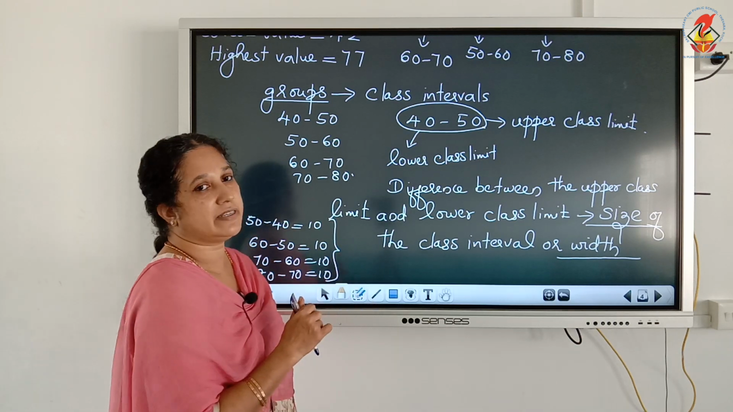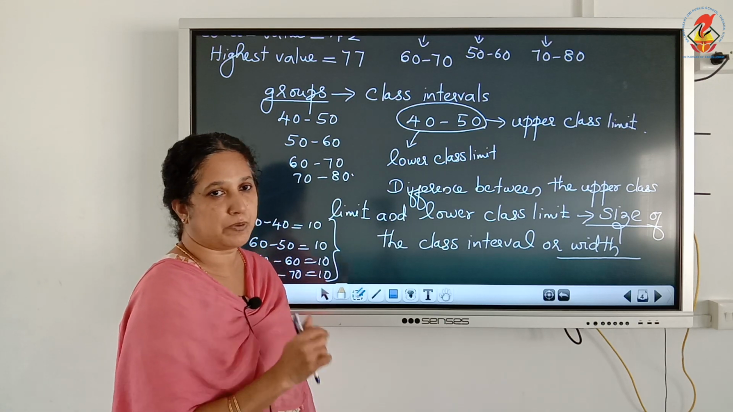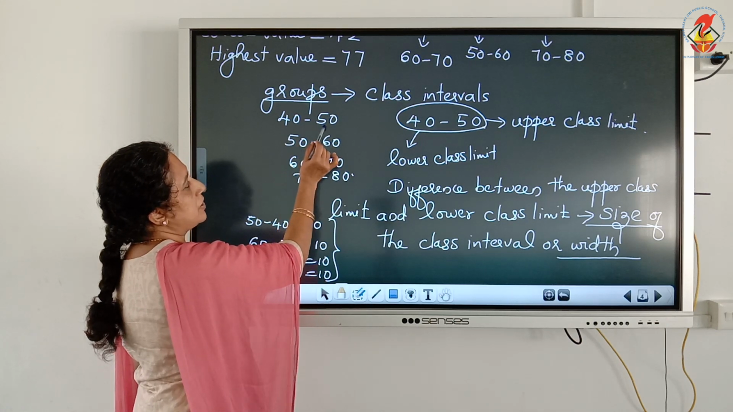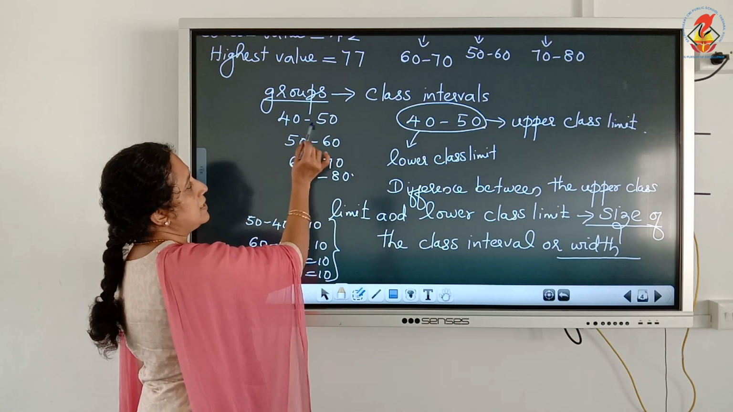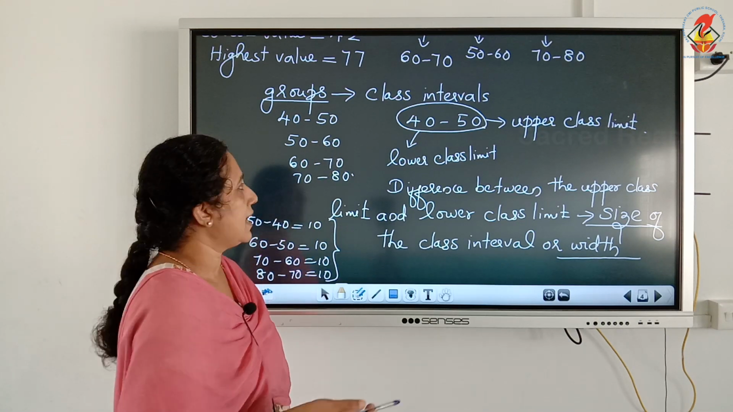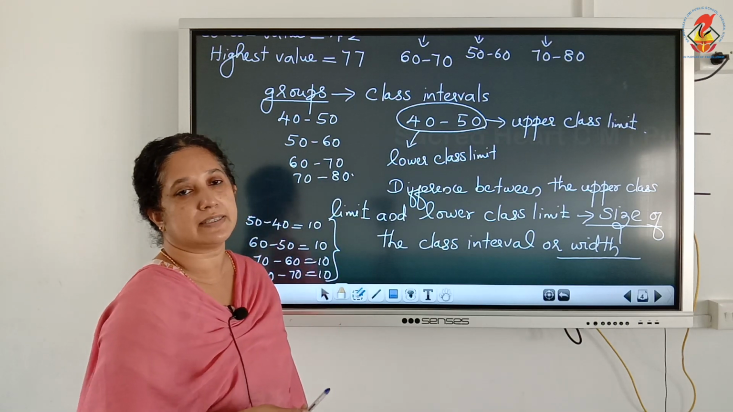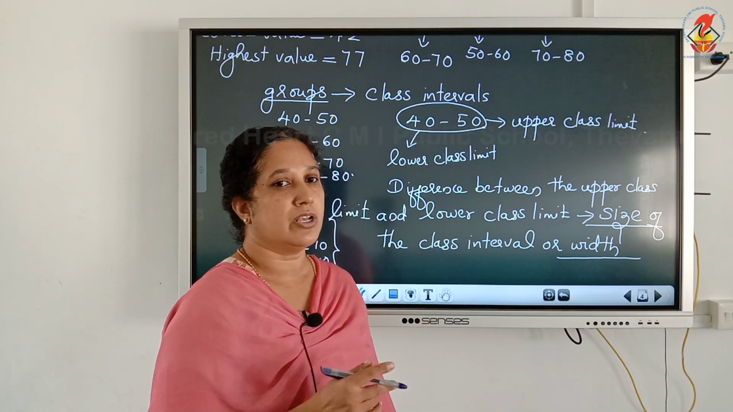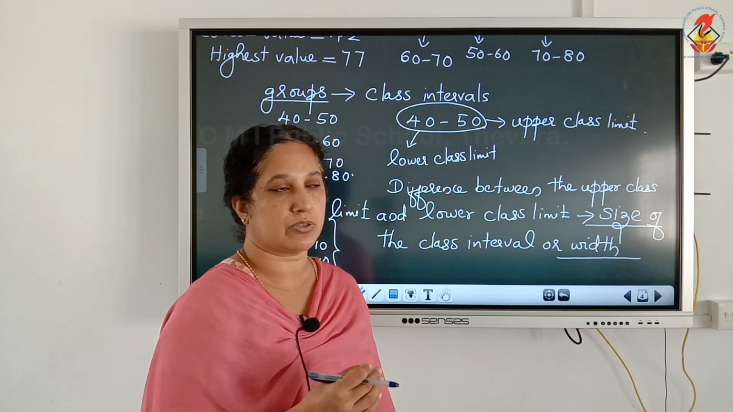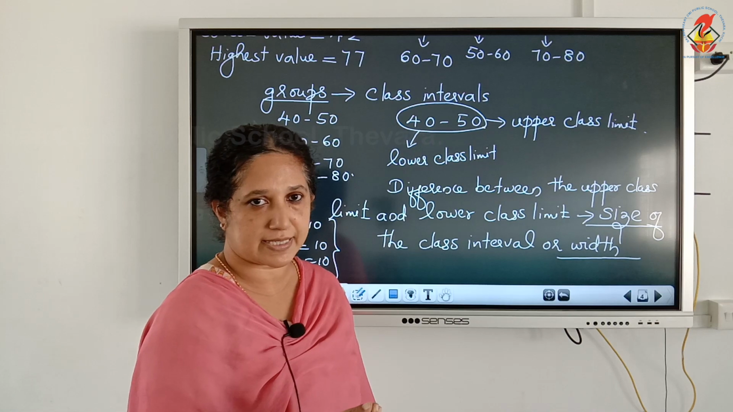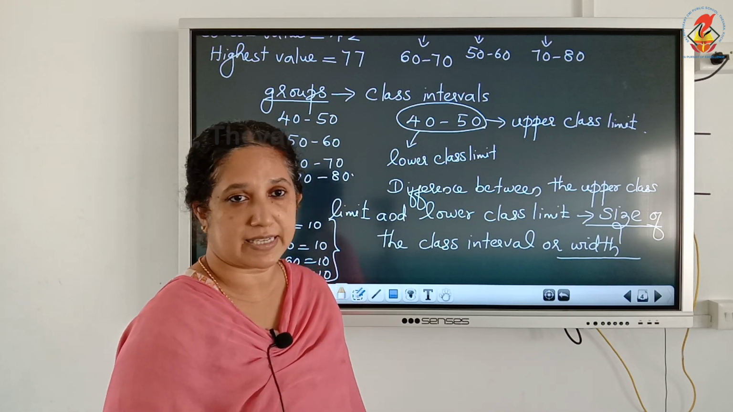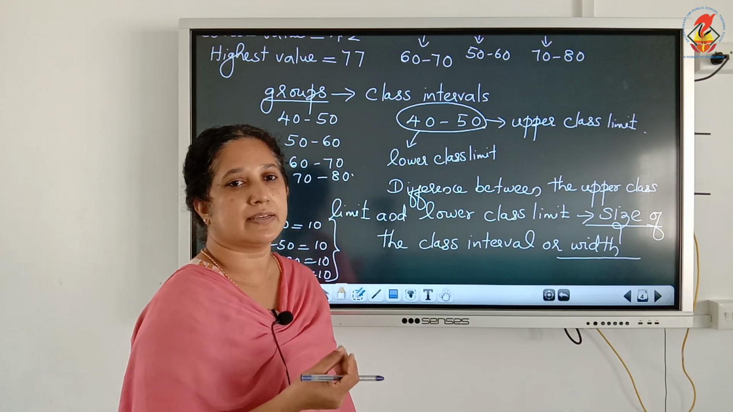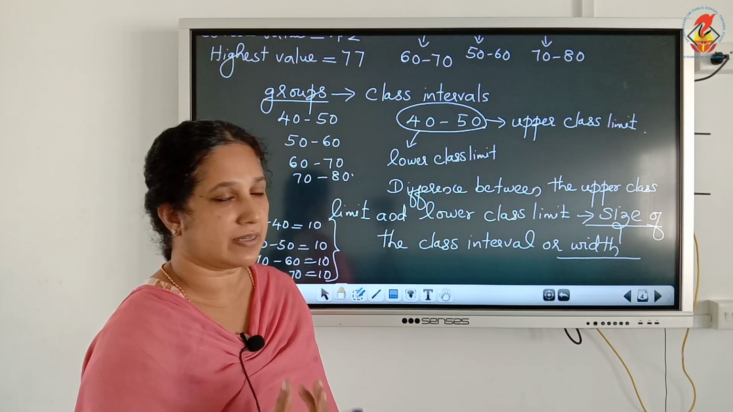So here we can divide the data into different groups, and the groups are known as class intervals. When you consider a class interval, for example 40 to 50, 40 is the lower class limit and 50 is the upper class limit, and the difference between them is known as the size or width of the class interval. In order to make the groups, you can decide the size. You can take it as 10, 5, or 2. Depending upon the data, you can select the size of the class intervals.